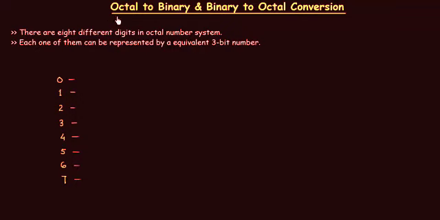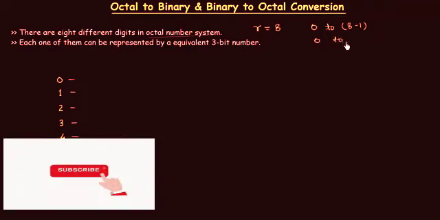In this presentation, we will learn octal to binary and binary to octal conversion. There are 8 different digits in octal number system. If you remember the first presentation on number systems, I told you base in case of octal number system is equal to 8. So R is equal to 8, and hence we have 0 to 8 minus 1 different digits in octal number system. It means 0 to 7.